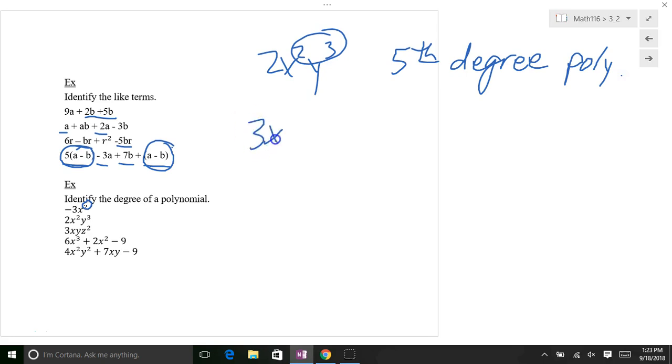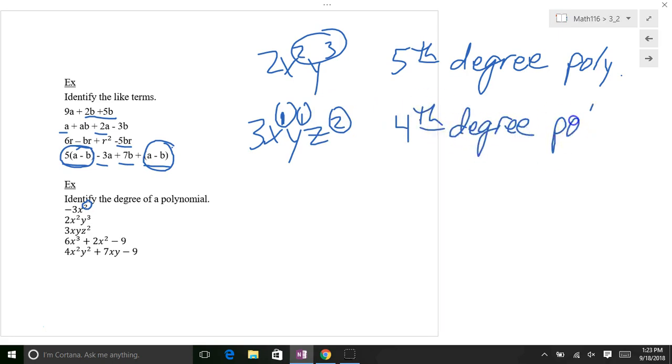The next one, 3xyz squared. That's a 1 power. They don't show the 1 power. That's a 1 power. So you just add them up. 1 plus 1 plus 2. This is a fourth degree, or a quartic, we call that, polynomial.